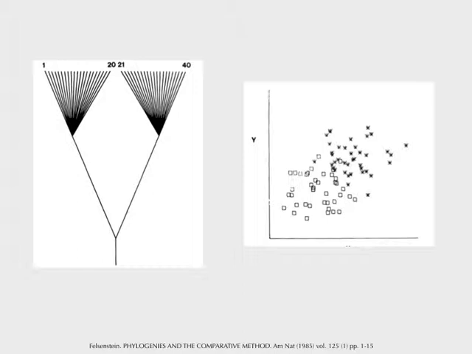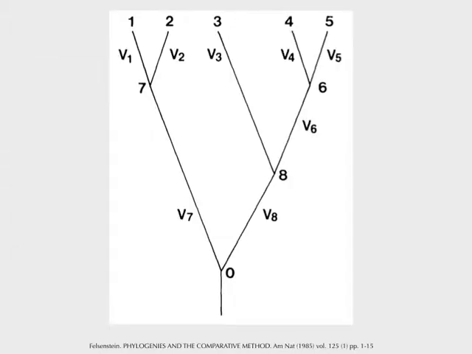Okay. So one solution is to just not do correlations with species, right? That's kind of extreme, right? Let's figure out a solution instead. And so the canonical solution is doing something called independent contrasts. Okay. And what we do is rather than looking at all these different species at those points, we look at the independent changes on the tree.